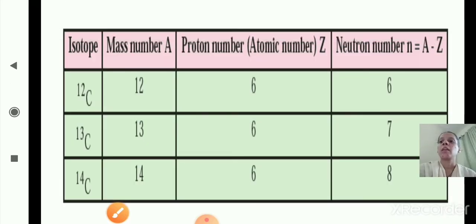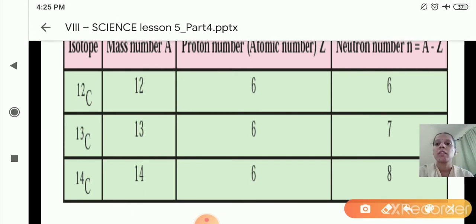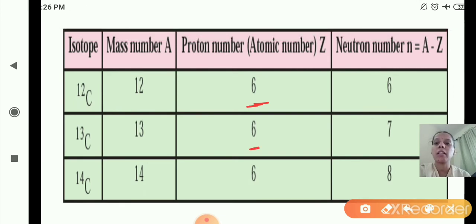Here the isotopes are given: C12, C13 and C14. The mass numbers are 12, 13 and 14. What is the atomic number for carbon? 6. That is the same. See here, this is 6, here it is 6 and here it is 6. So the atomic number is the same but the mass number is different.